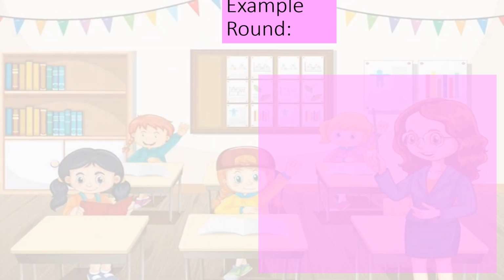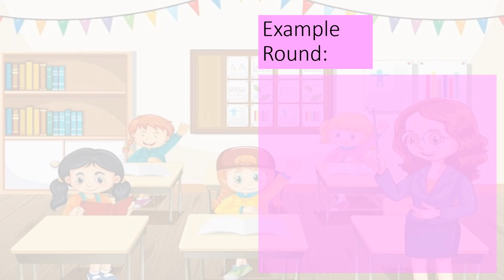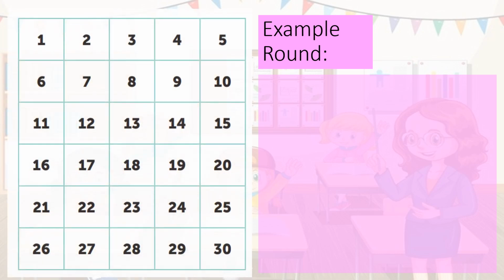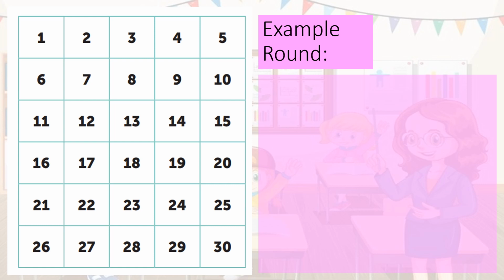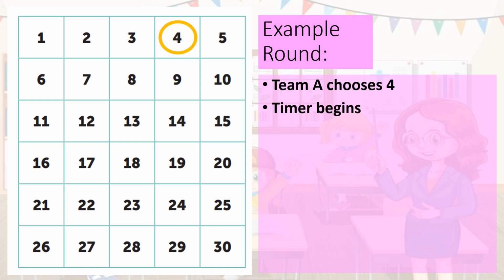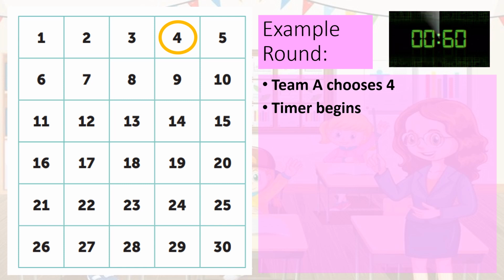Let's have an example round of how to play this number mining game. Here is our game board. We have divided our class into two teams, Team A and Team B. Team A chooses 4. They put their yellow counter on number 4. The timer then begins. The teacher will be in charge of starting the timer.